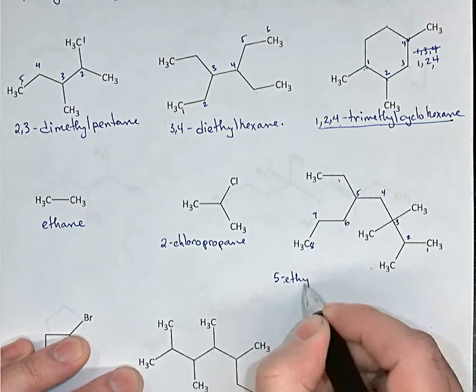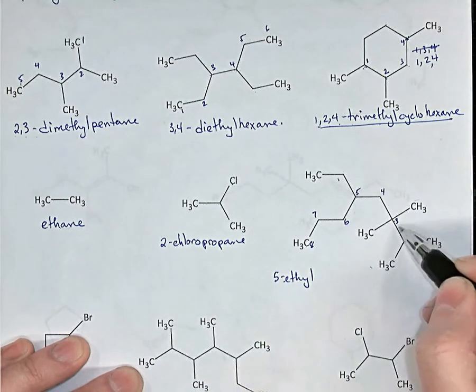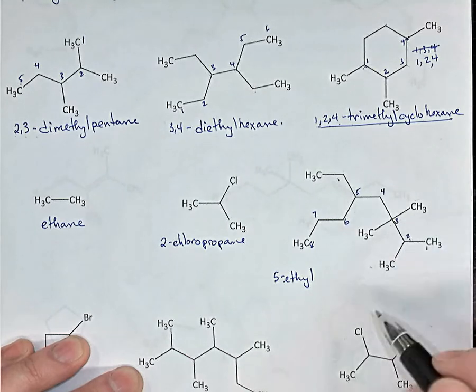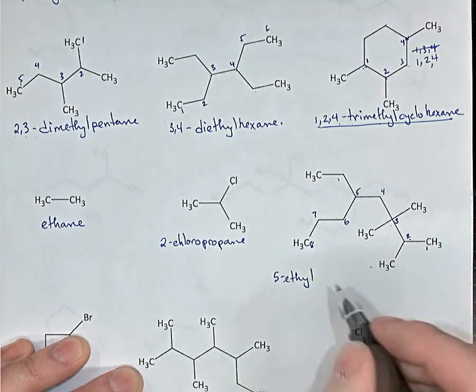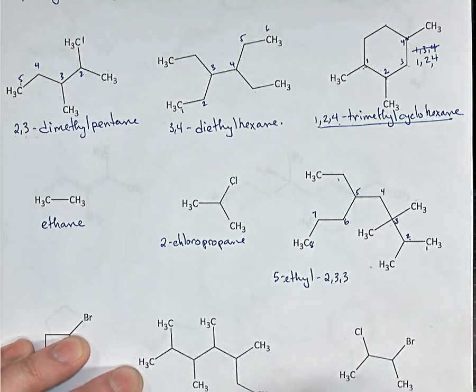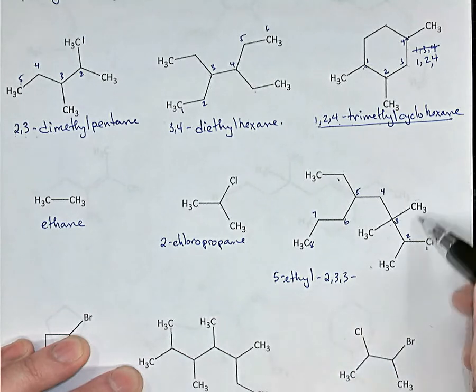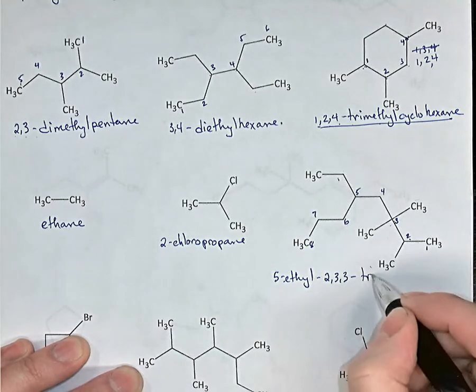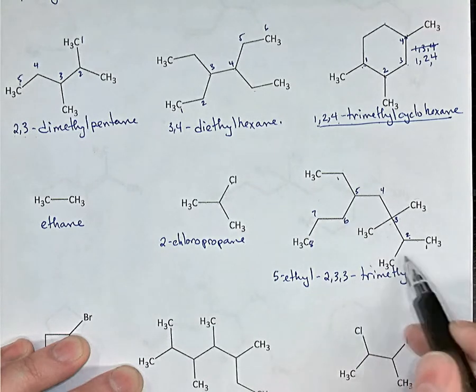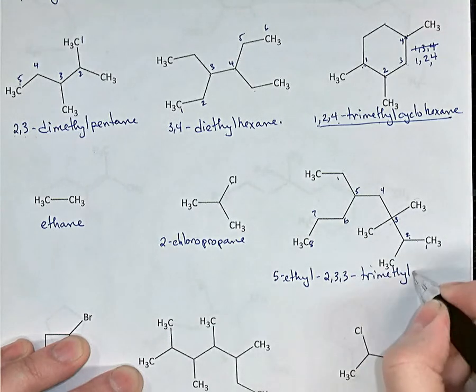5-ethyl, and then 2, 3, 3. Because there's 2 methyls on carbon 3, we say 2, 3, 3. So dash 2, 3, 3, dash, there's 3 of them, so trimethyl, and then the longest chain was 8 carbons, so octane.